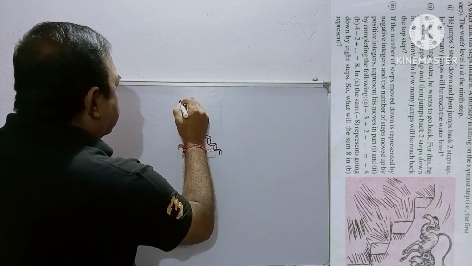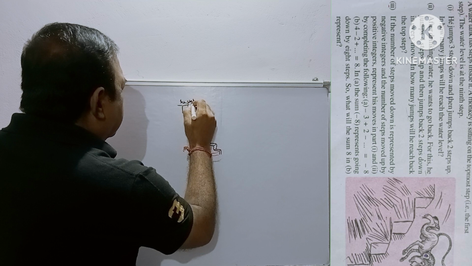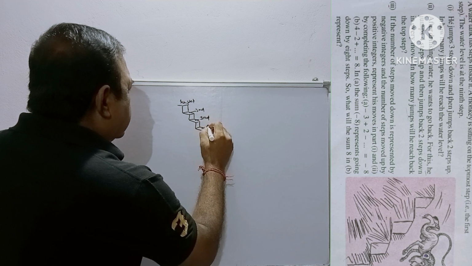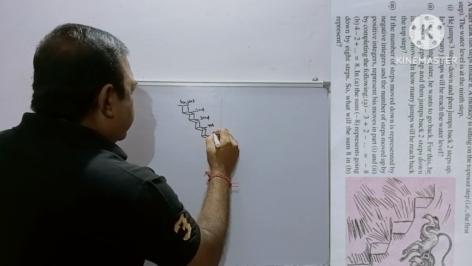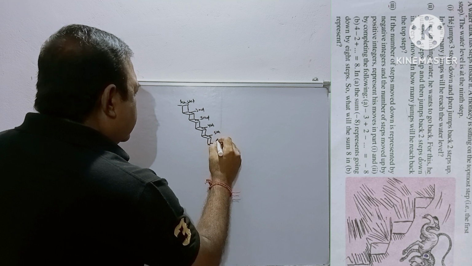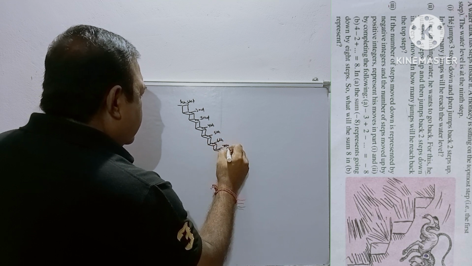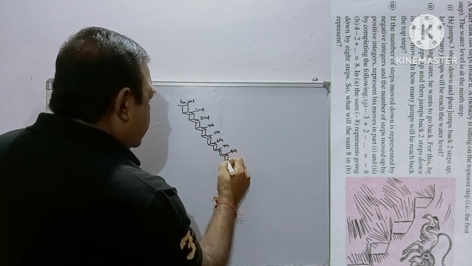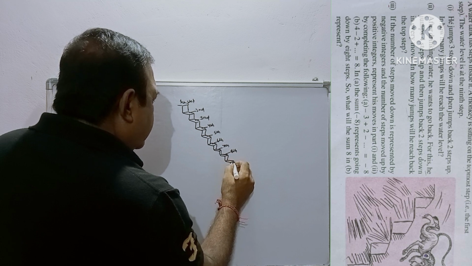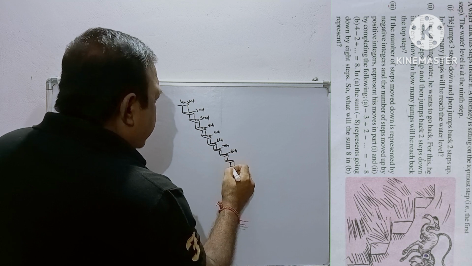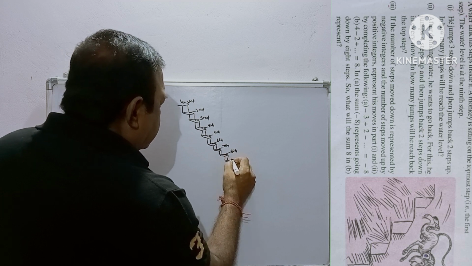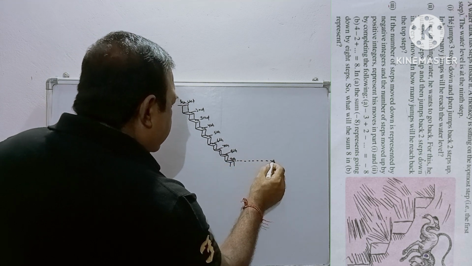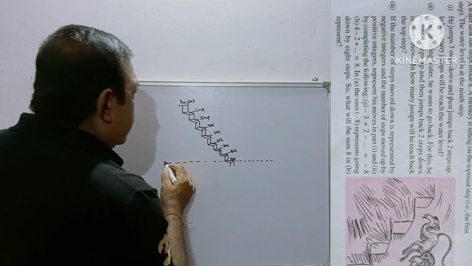So you see, this is the first step, this is the second one, this is the third one, this is the fourth one, this is the fifth one, this is the sixth one, this is the seventh, this is eighth, and this is ninth step. And up to this level, the water level reaches here. Okay?